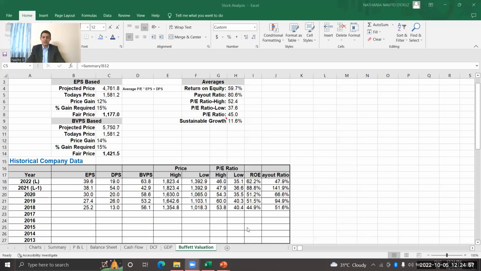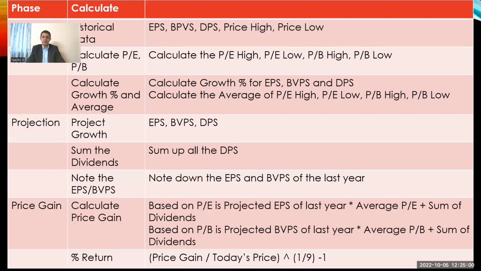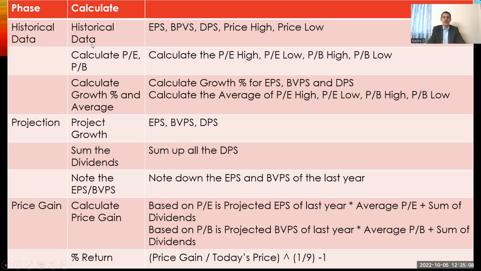So let me share my screen so that we can quickly jump into the steps which are required to use the Buffett method. So this is the PPT. The first step is to collect our historical information, and this historical information we need to collect with respect to the earning per share of the company. I'll use a highlighter. Let me take red.